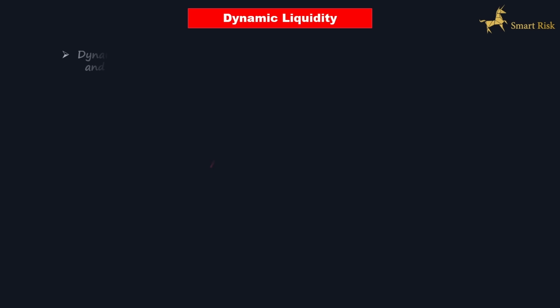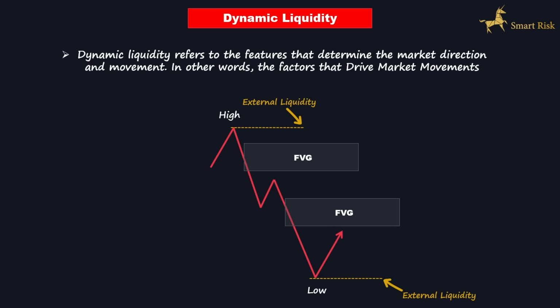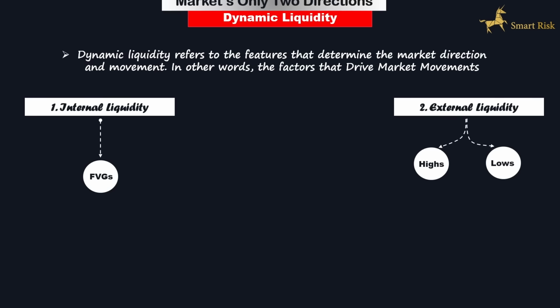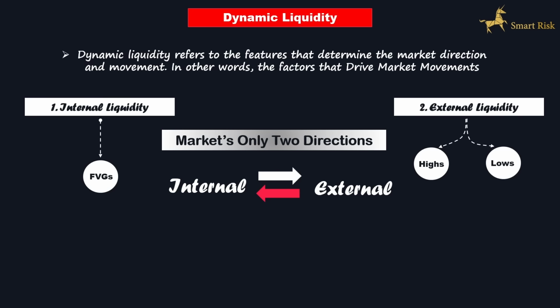As we mentioned before, the second type of liquidity is dynamic liquidity. Dynamic liquidity refers to the features that determine the market direction and movement. In other words, the factors that drive market movements. The dynamics behind market movements can be boiled down to two key factors that consistently influence price direction: internal and external. Price in the market always moves between two types of liquidity: internal and external. Imagine it like a continuous circle where price moves either from internal to external liquidity or from external to internal liquidity.